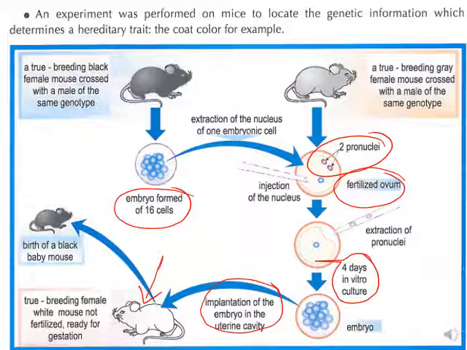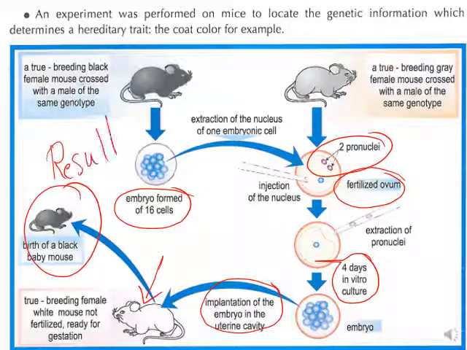So after implanting the embryo obtained from injecting the nucleus of the embryonic cell from a black mouse, which is crossed with a male of the same genotype, into the ovum of a pure female gray mouse crossed with a male of the same genotype, and implanting it in the uterine cavity of the true breeding female white mouse, not fertilized and ready for gestation, what was the result? The result was the birth of a black baby mouse.